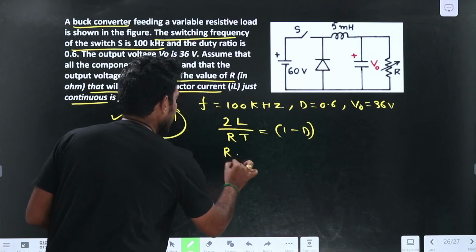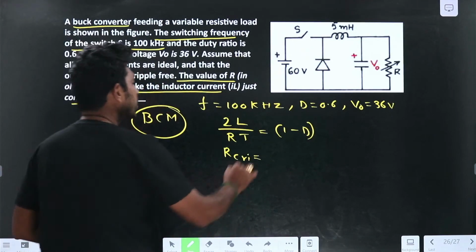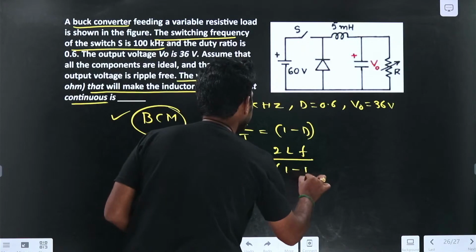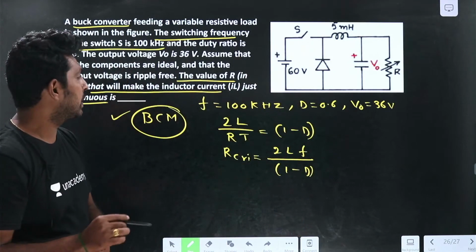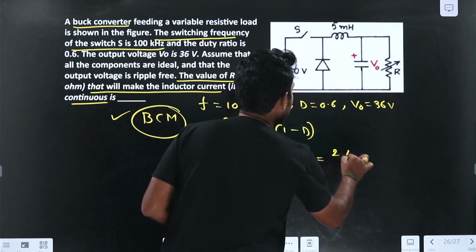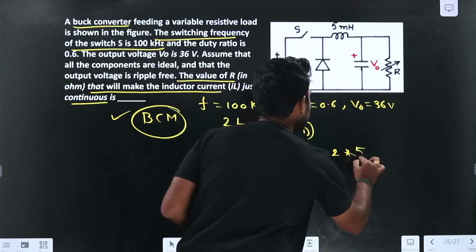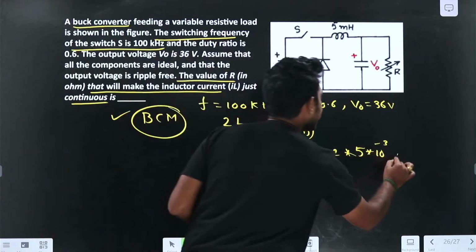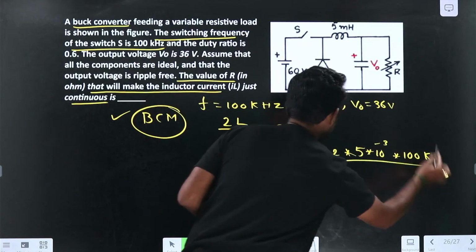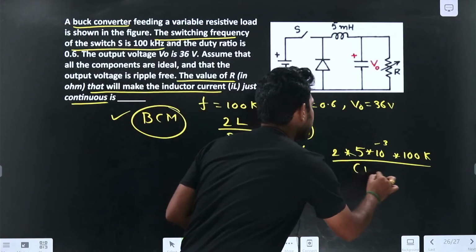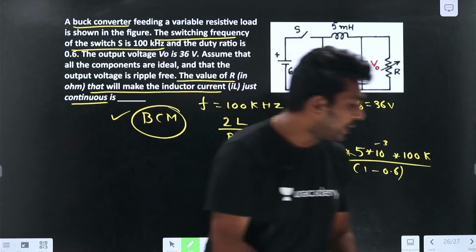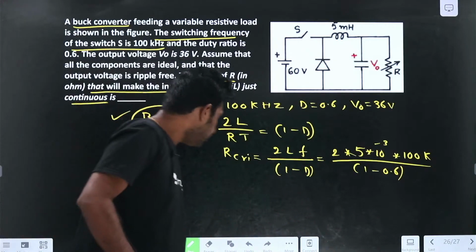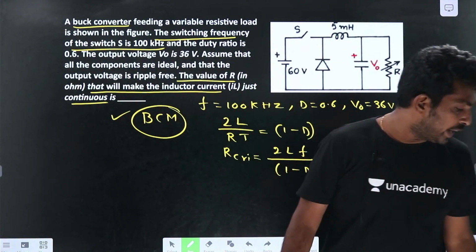Where R equals R critical. How can I find the R critical? 2L into 1 by T, and 1 by T equal to F, so 2LF divided by 1 minus D. So we can find the R critical easily. 2 into L, which is given as 5 millihenry, 5 into 10 power minus 3, and frequency is given as 100 kHz, divided by 1 minus D, 1 minus 0.6. Try to find the answer for this one.